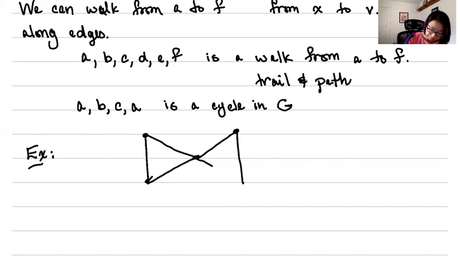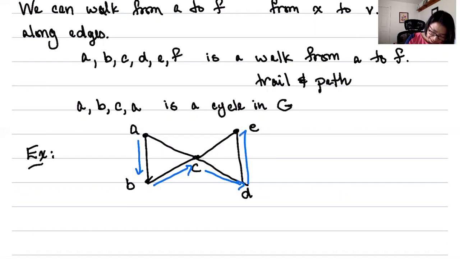This bow tie. So here, let me label the vertices: A, B, C, D, E. If I go A to B to C to D to E, back to C, and back to A, what I have here, let's see, I think it's a circuit that isn't a cycle.